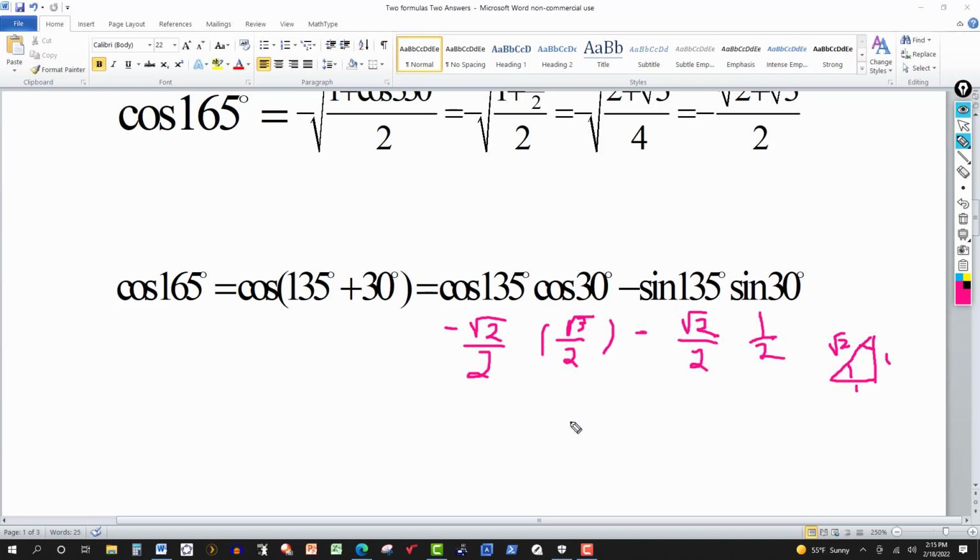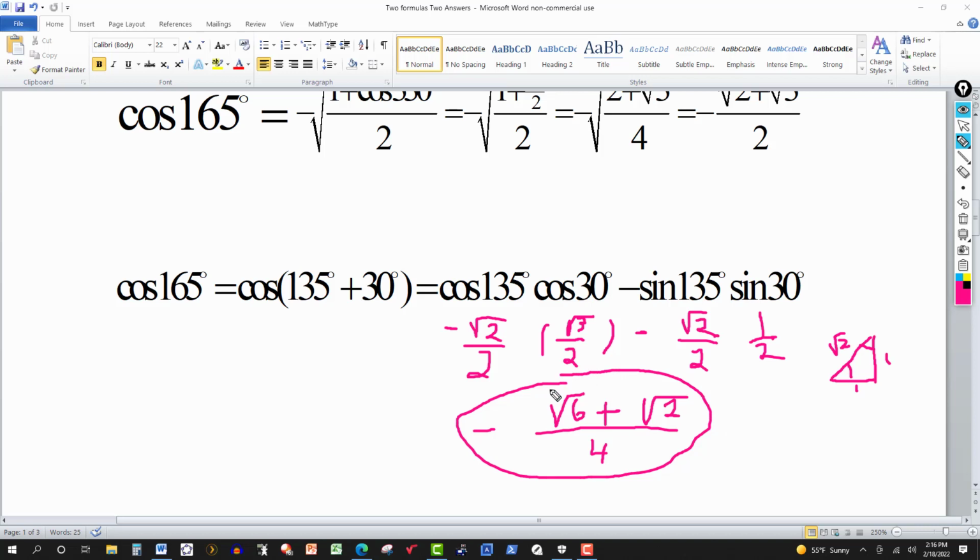Denominators are 4 here, so I'm just going to put this over 4. Then multiply this out here. This is the square root of 6. And multiply here. This is the square root of 2. I'll just put the minus out in front. I could write it as minus radical 6 minus radical 2 over 4. But that would be your answer using this formula.